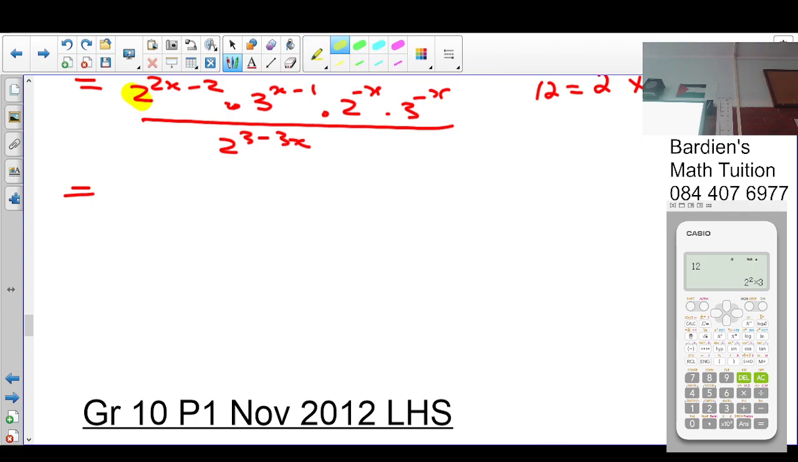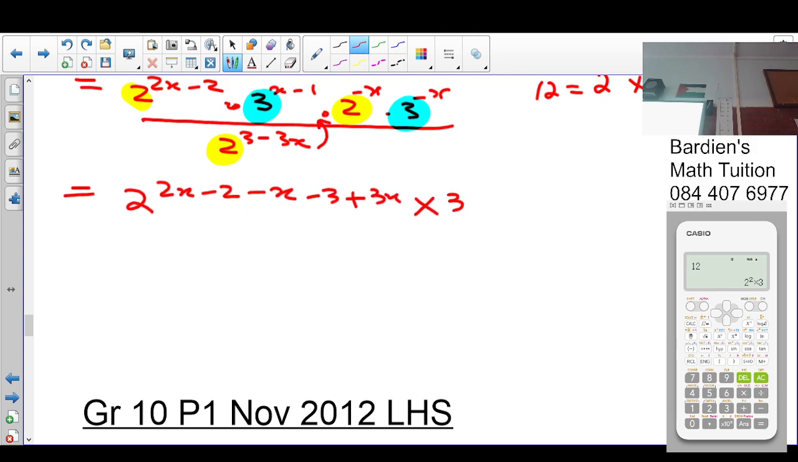So only the ones with a common base can be brought together. As the 2 there, that 2, and the base has 2, whilst the 3 here and that 3's exponents can be put together. Okay. So that gives us 2 to the 2x minus 2 minus x. Now this is coming up, so I change the sign. So it's negative 3 plus 3x, times 3 to the exponent x minus 1 plus minus x, so it's minus x.